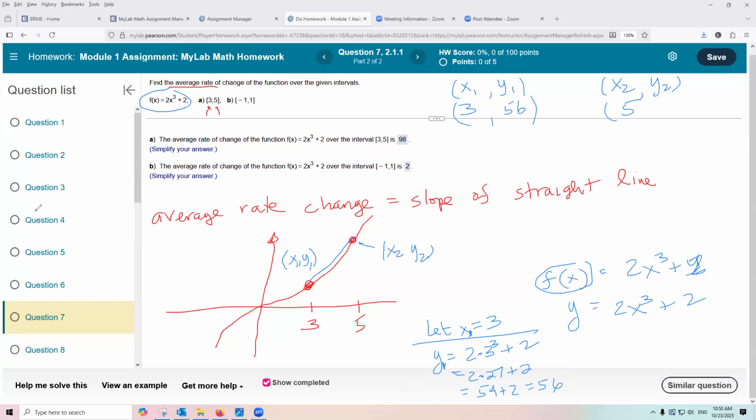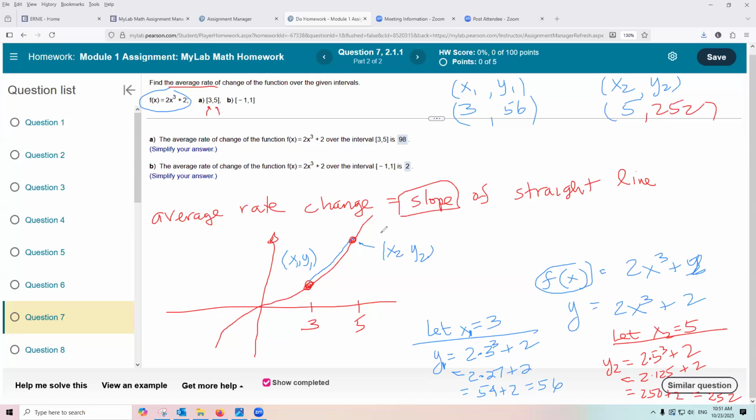All right, let's do the same calculation for the x2 value. So now we're going to let x2 equal 5. Let's plug that in. Y sub 2 is going to be 2 times 5 to the third plus 2. 5 to the third is 125, so that's 250 plus 2. That's 252. So y sub 2 here is 252.